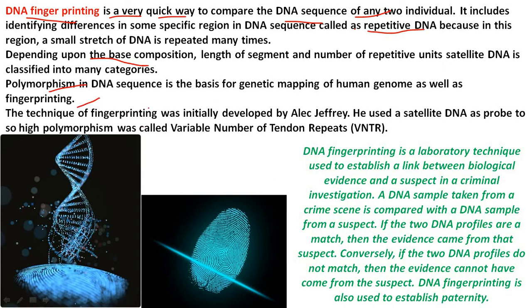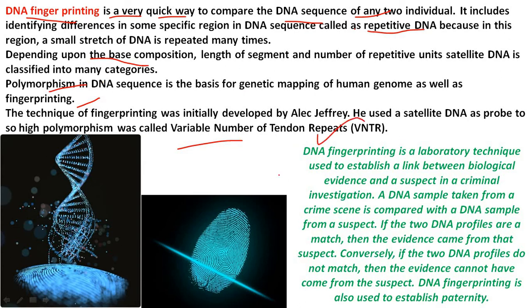The technique of fingerprinting was initially developed by Alec Jeffreys, and he used satellite DNA as a probe to show high polymorphism, which was called the variable number of tandem repeats, or VNTR.